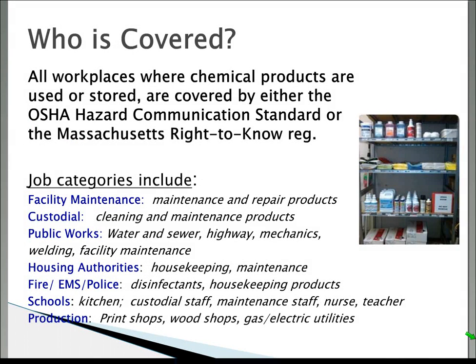So let's talk about who is covered by hazard communication and right to know. What is the scope of that particular OSHA regulation? All workplaces where a chemical product is used or stored are going to be covered by either the OSHA hazard communication standard or the Massachusetts Worker Right to Know regulation. There are lots of job categories that handle these types of chemical products. For instance, your facility maintenance departments, your custodian departments, your public works departments, housing authorities, fire, police, and EMS, your school departments, and any type of production shop. There might be some public sector workplaces that have a print shop or a wood shop, and we've got our gas and electric utilities. They will all have some chemical products that fall under this regulation.